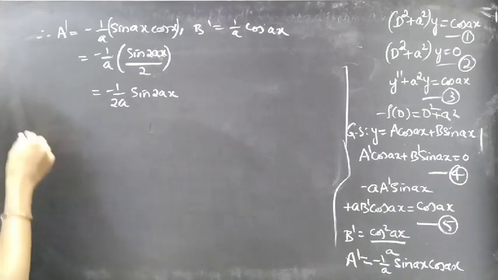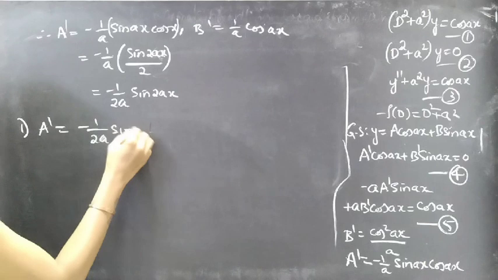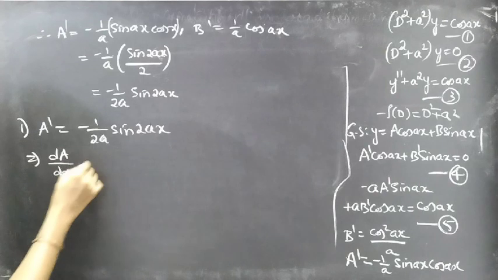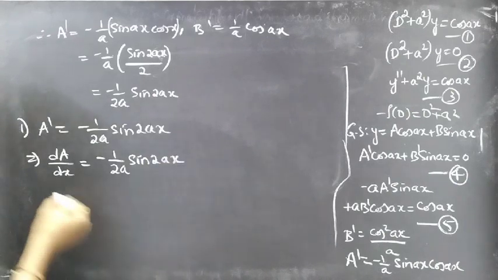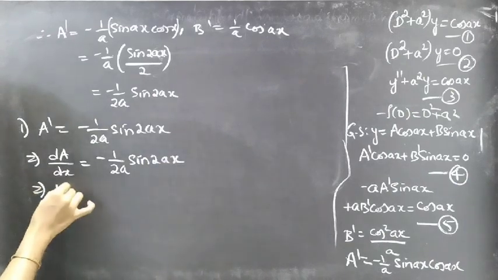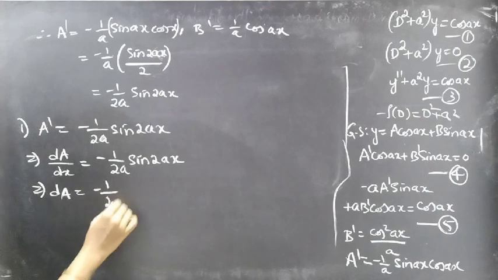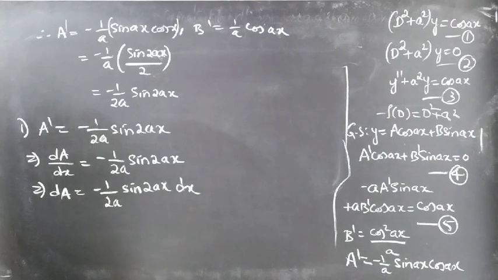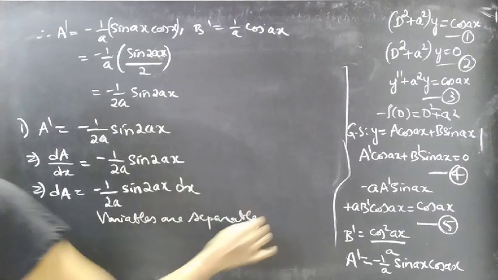Let's now find a and b using a dash and b dash. We have a dash equals to minus 1 by 2a into sin 2ax, right? And we can write a dash as derivative of a with respect to x, which is equals to minus 1 by 2a into sin 2ax. Here we need to separate the variables. In order to separate the variables, we'll take differential dx to RHS, then we'll get da equal to minus 1 by 2a into sin 2ax into differential dx, right? Here the variables are separable. So we can perform integration.